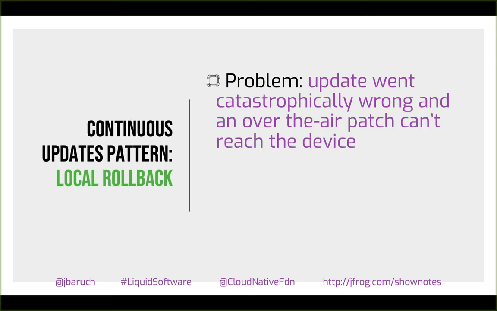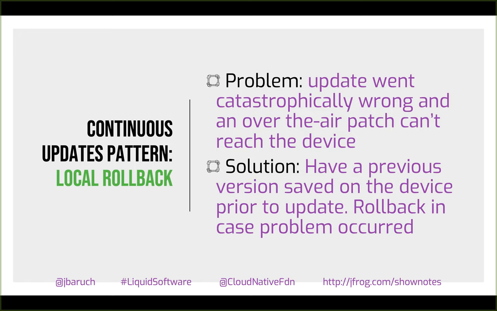But think about controllers, edge systems on a solar array somewhere in the Sahara Desert. It will take like 3 days to even get there in order to reconfigure it, and 3 days are, you know, a lot of production lost. The solution to it is having previous versions saved on the device prior to update and rolling back if the problem occurs. The beautiful thing about this is that it's not a new idea.